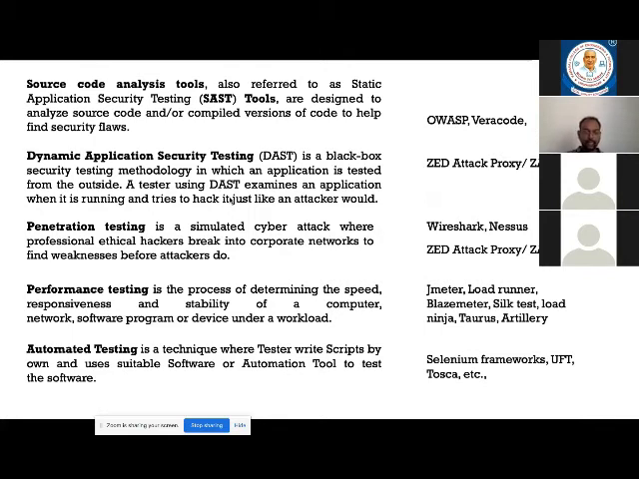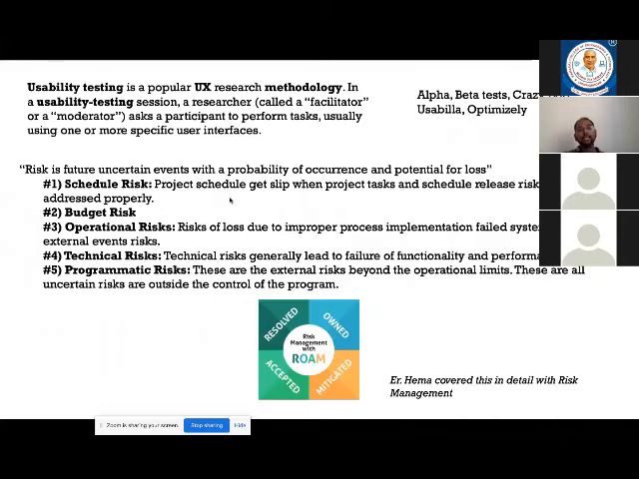Tosca is another tool. The Selenium framework is more open source, so many people can try and use it. It's quite a wide framework, and you have plenty of forums where you can talk things through. Next comes usability. Here the customer is trying to tell you how he felt about the application.